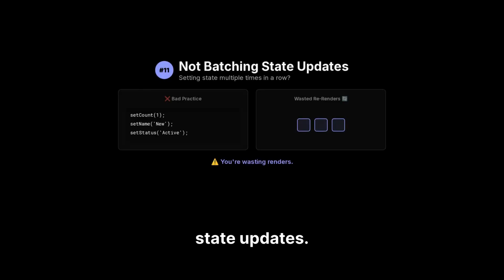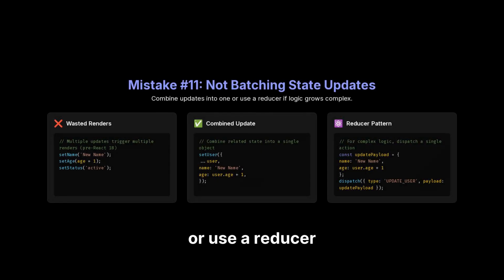Mistake 11. Not batching state updates. Setting state multiple times in a row? You're wasting renders. Combine updates into one, or use a reducer if logic grows complex.